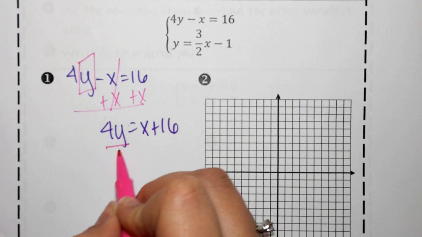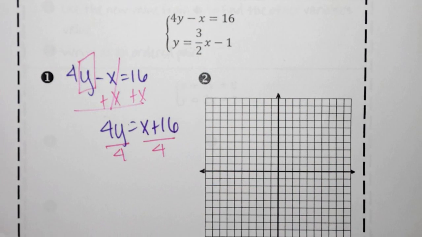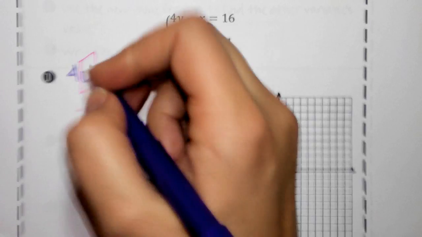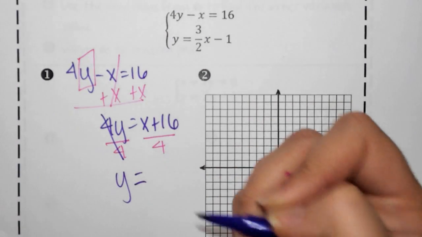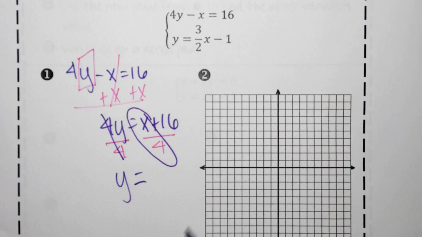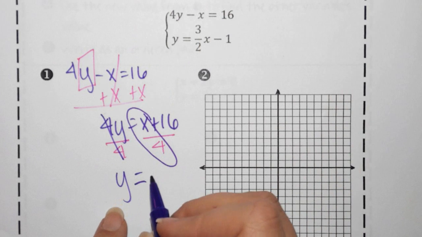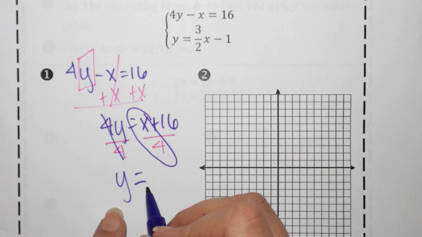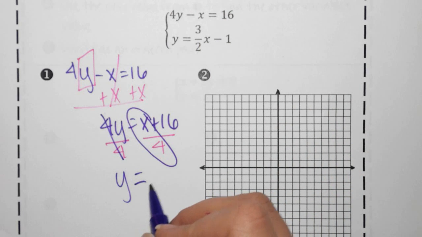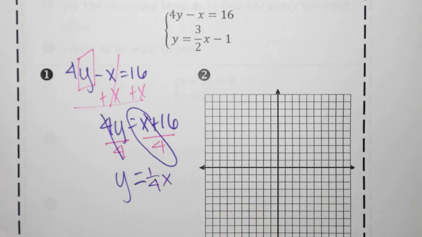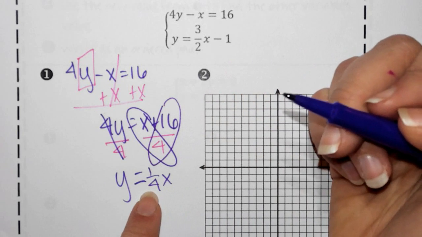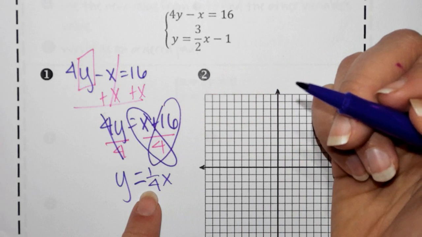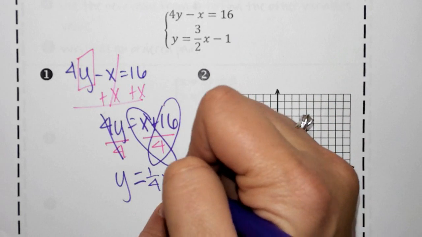Now from here, I divide both sides by 4. It's just like what we've been practicing when we put it in slope-intercept form. I divide everything by 4. What number is understood in front of x? 1. So what's 1 divided by 4? 1/4. We got to get better at fractions. 1 divided by 4 is 1/4. Then 16 divided by 4 is 4.